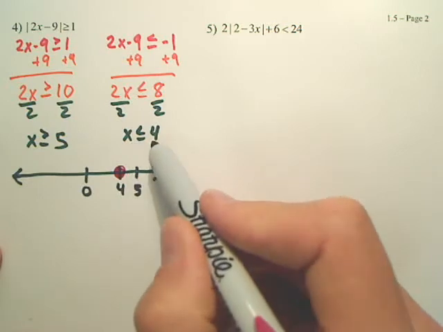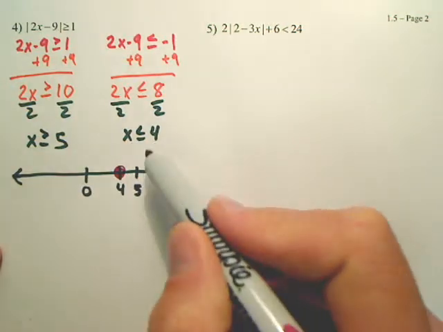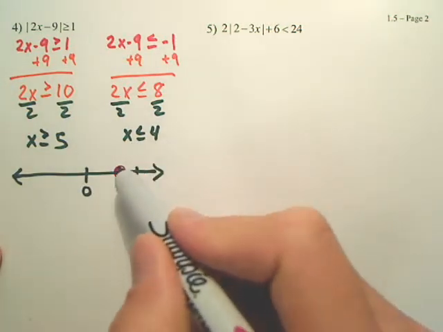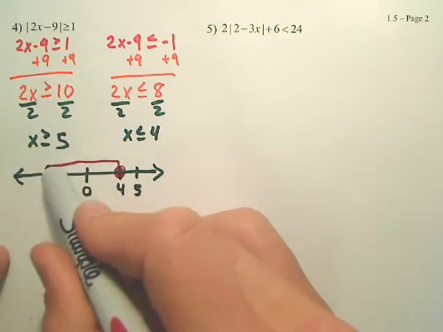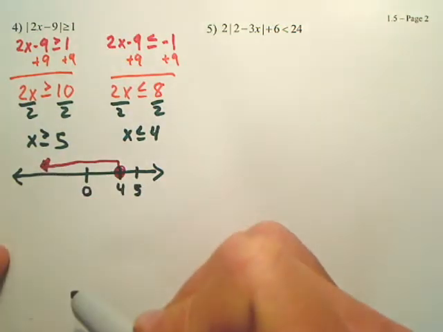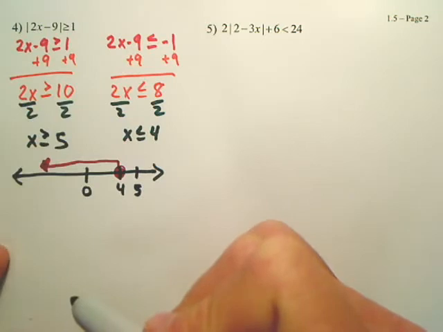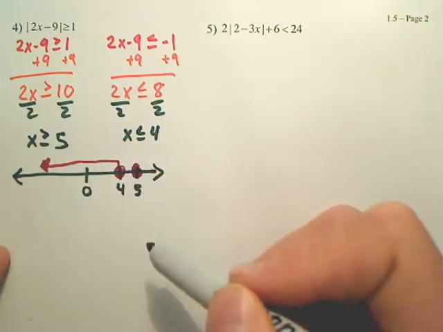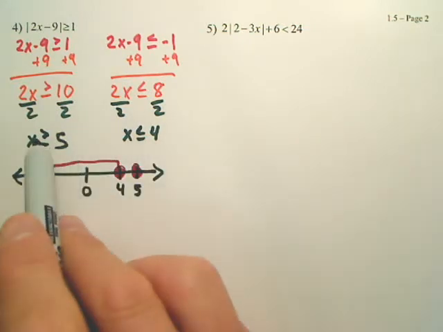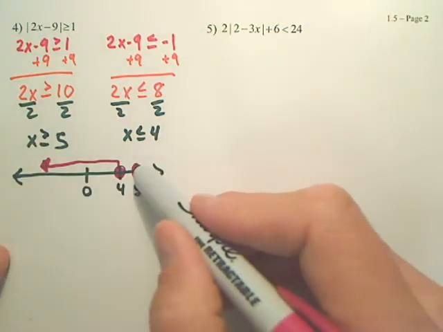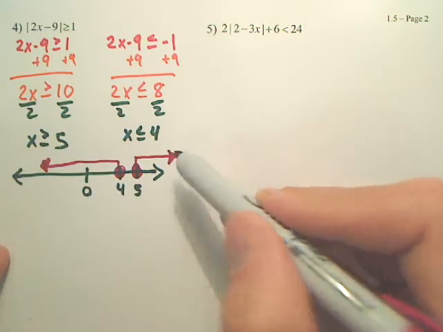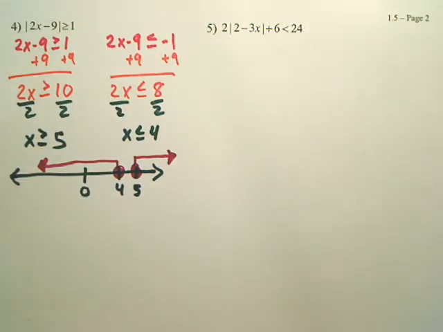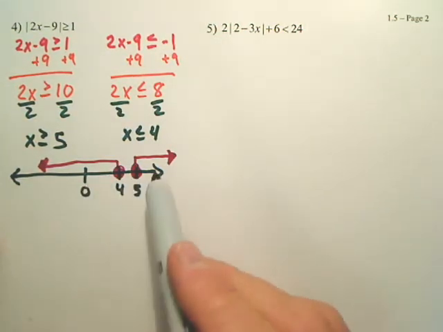And according to this, am I going to go left or right? It's less than or equal to 4, so doesn't that mean this way? And for the 5, it's also closed. And which way am I going? Follow the arrow. Greater than or equal to 5. Now, that is your graph.